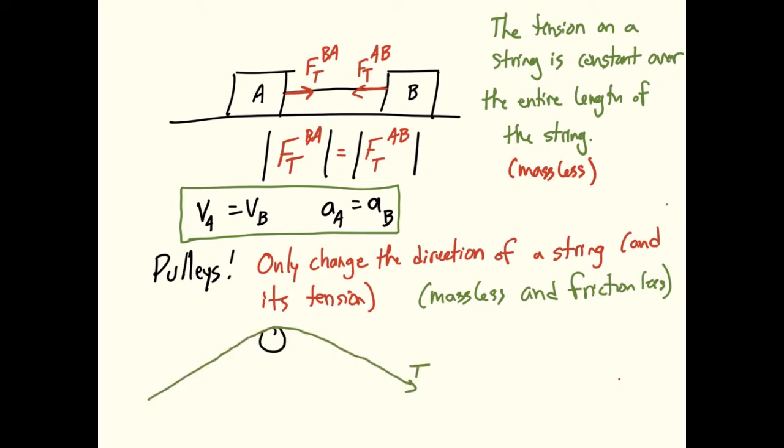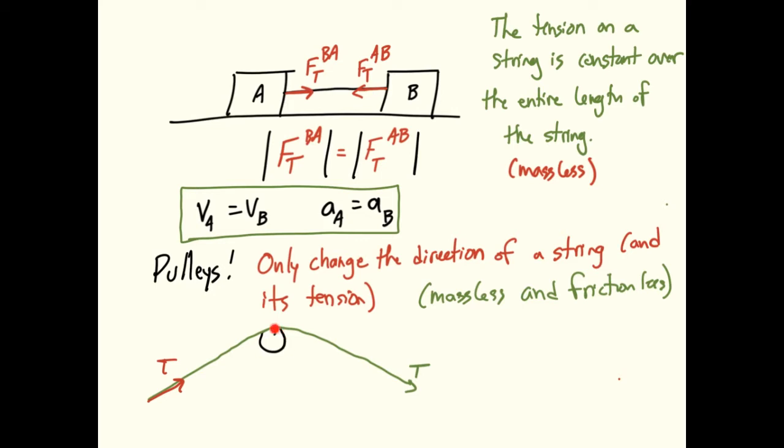So let's try to talk about that in a little bit more detail. If I have a pulley, which is massless and frictionless, and I have a string over the top of the pulley, and I pull on the string with the tension T, it means that on this end, there is a corresponding tension T because the tension is constant over the entire length of the string. The pulley has effectively changed the direction of the string and therefore the direction of the tension, but it hasn't done anything about the tension being constant over the length of the string.